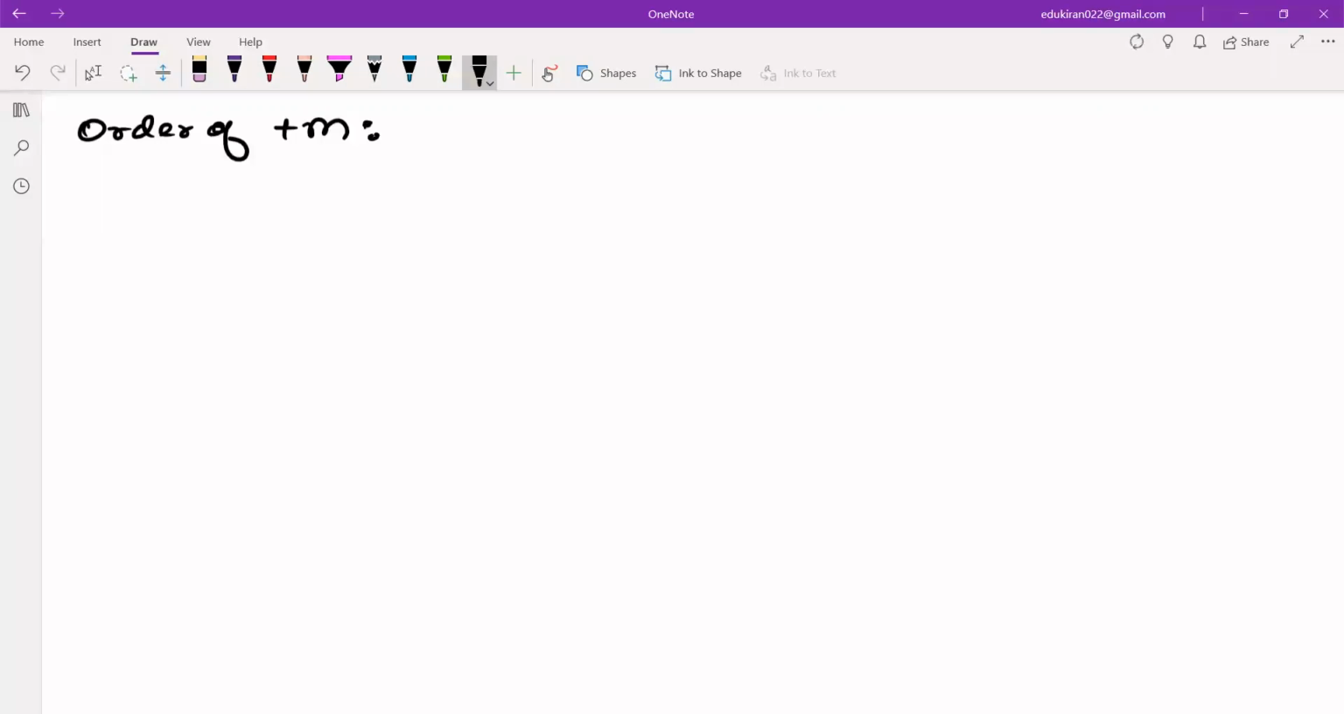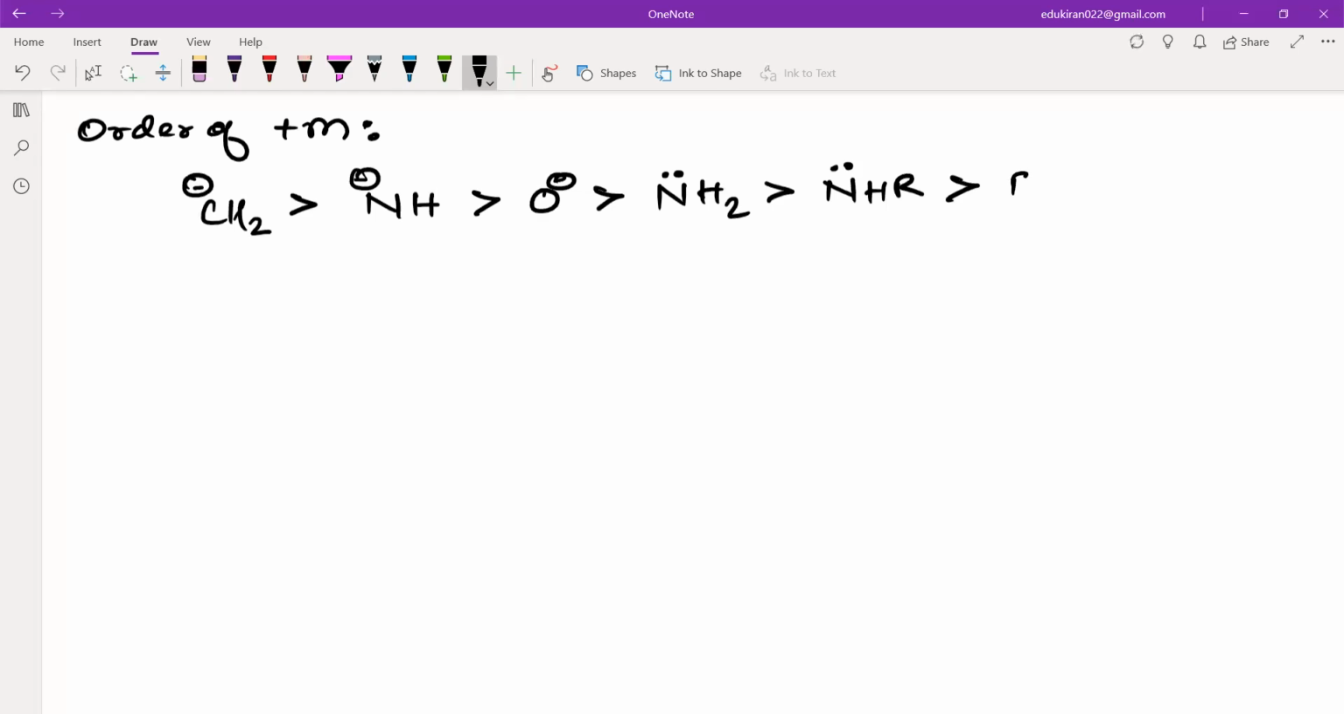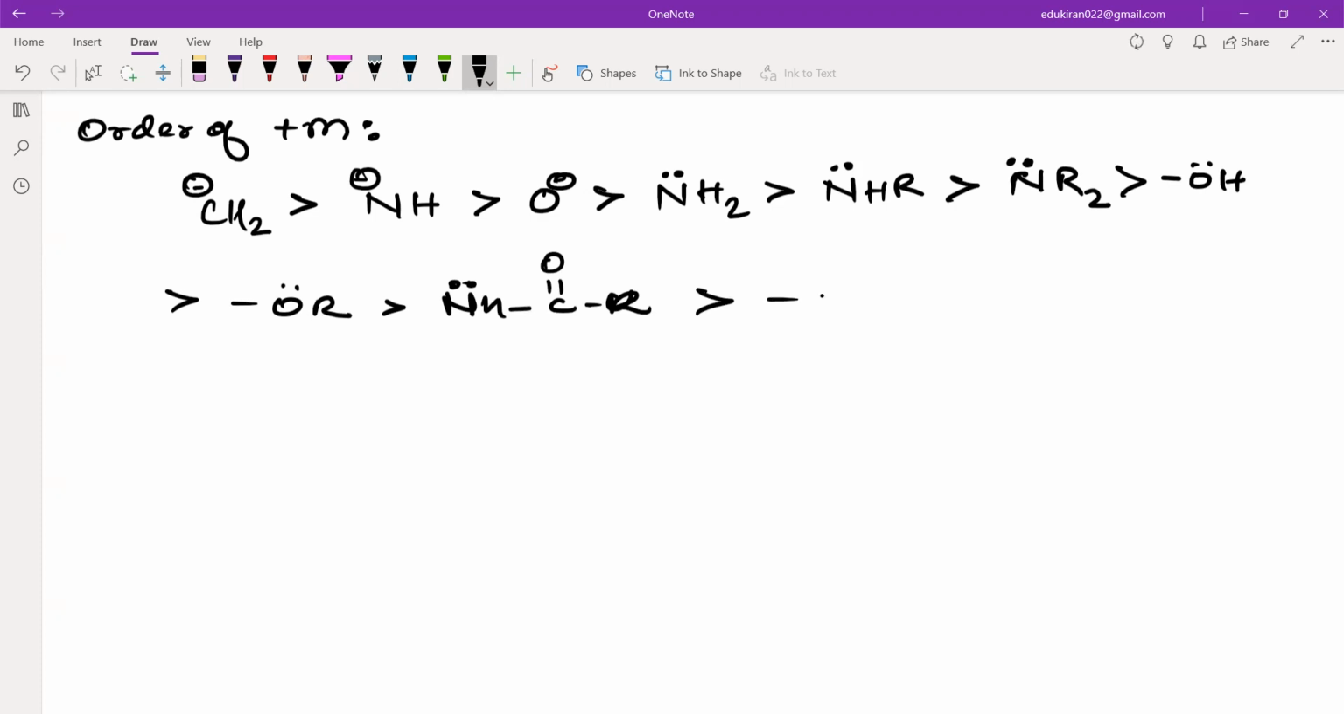We have seen a lot of plus M groups, so the order of plus M groups. First of all, obviously you will have negatively charged groups. That means you will start with CH2 negative, highest, which will be followed by NH negative, which will be followed by O negative. After O negative, you will have NH2, which has electron lone pairs, followed by NHR, and also NR2. This will be followed by OH group, followed by OR group. This will be followed by NH, C double bond O, R group. This will be followed by oxygen, which is having a carbon double bond oxygen, and here you are having an R group.